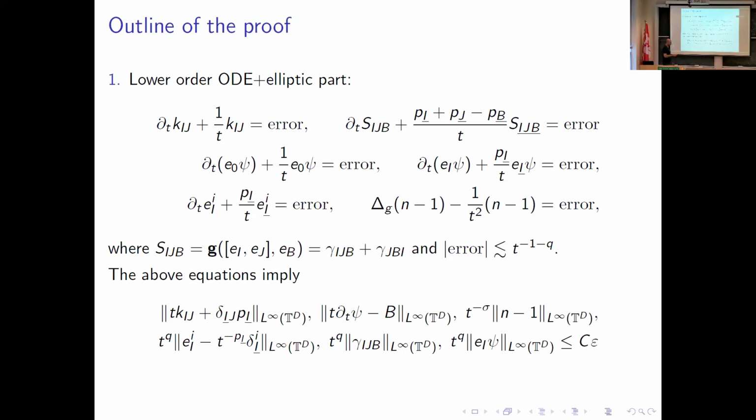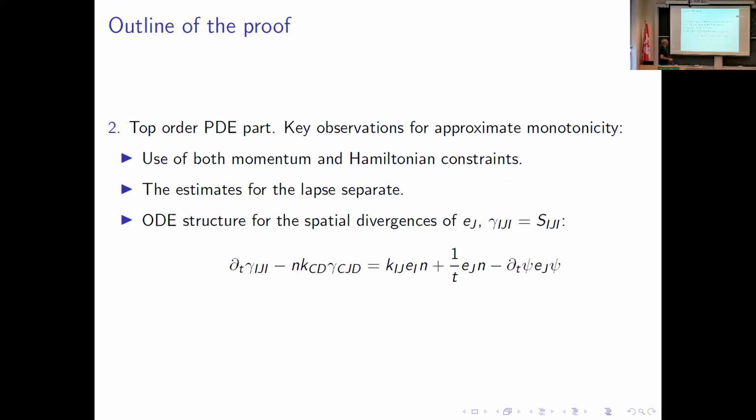Then you get the behavior you like at L infinity. Okay, then the top order part is the second ingredient, which is important. And in order to see these cancellations, it turns out you have to use both constraints. So the Hamiltonian constraint, we didn't use it in our previous work, but I think for the near isotropic case, Rodnianski–Speck used it.